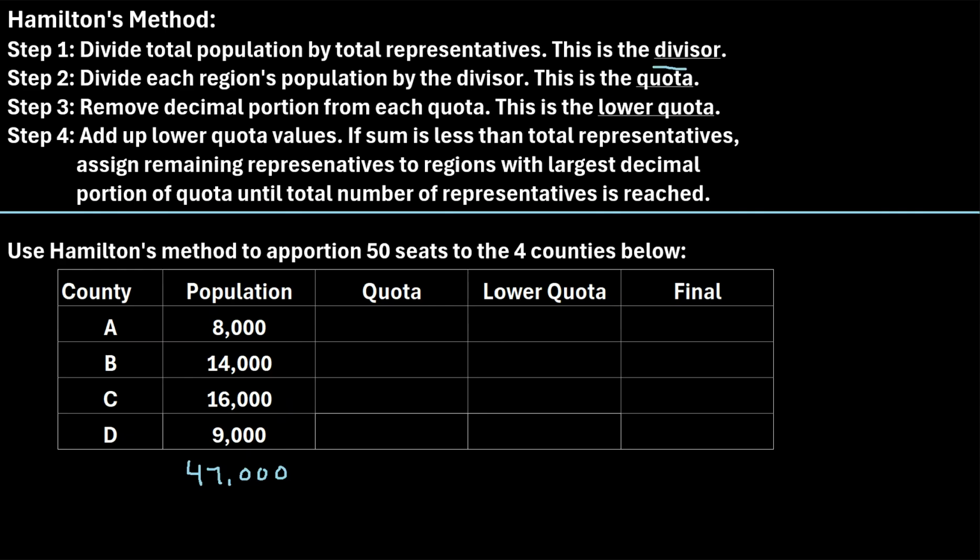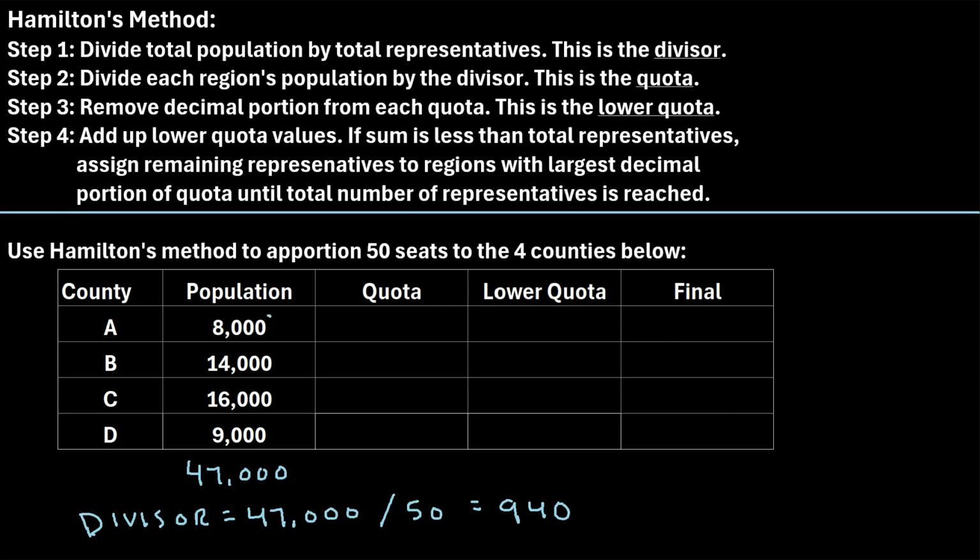To find this divisor, we're going to divide 47,000 by 50, the total number of seats or representatives. 47,000 divided by 50 comes out to 940. So 940 is our divisor. Step 2 says divide each region's population by the divisor. This will be known as the quota.